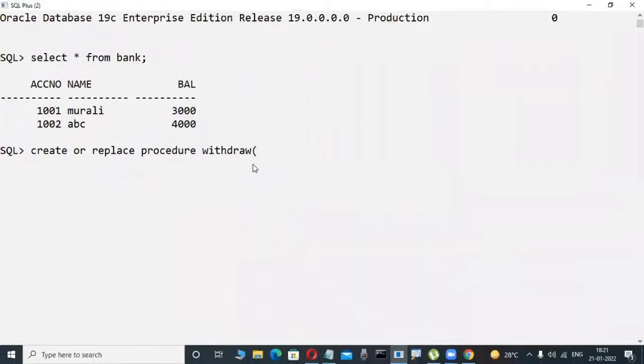Now here, create or replace procedure withdraw. Suppose here I am passing the account number. Okay, fine. The amount also I am passing, because I try to withdraw. It is the same as an ATM card. And here I am passing the amount. Now some coding is there. I want to find out the balance. Whenever we insert an ATM card and try to withdraw, it checks the balance.